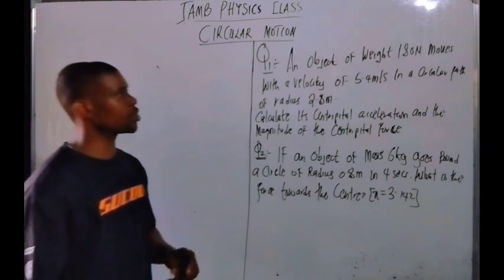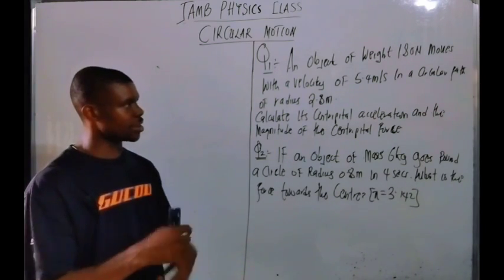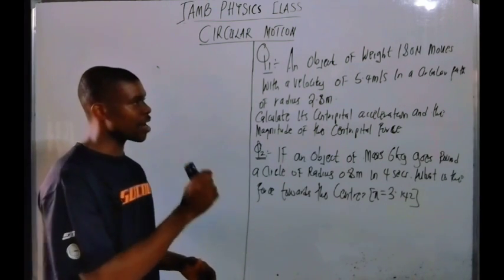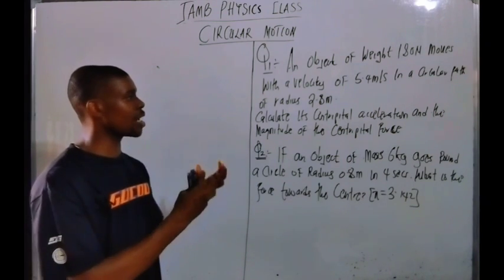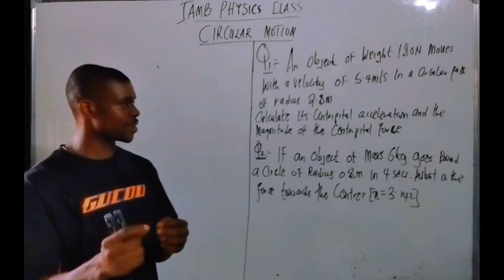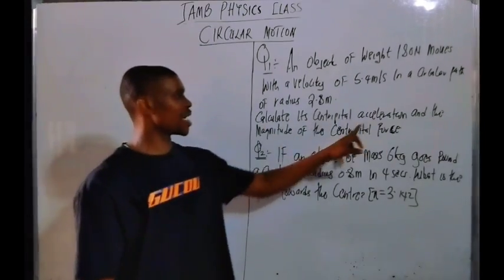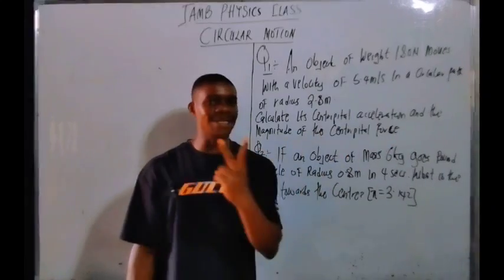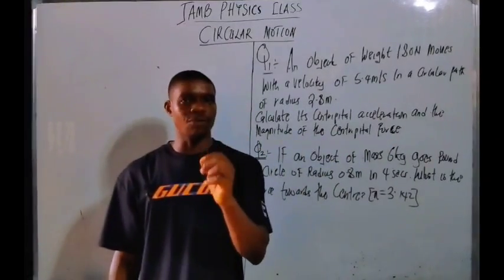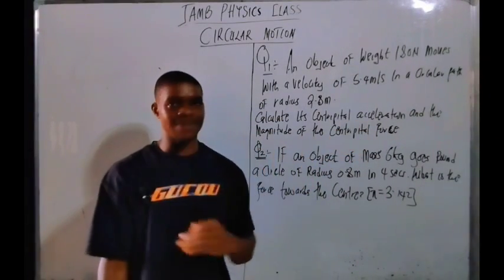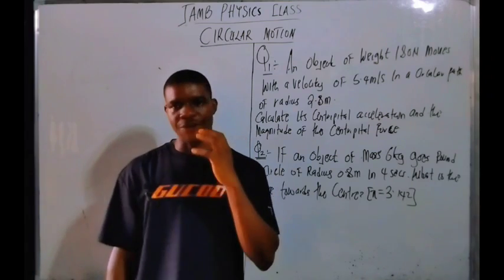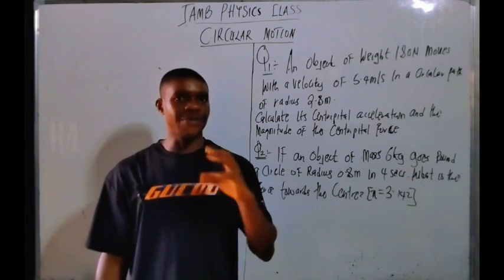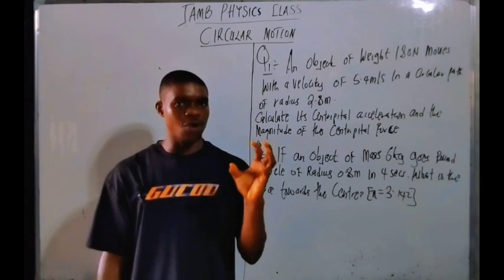An object of weight 180 Newton moves with a velocity of 4.5 meter per second in a circular path of radius 2.8 meter. Calculate its centripetal acceleration and the magnitude of the centripetal force. So they are asking us to calculate the magnitude of the centripetal force and the centripetal acceleration. Now, if you are solving a problem in physics or chemistry, the first thing you want to do is to write out all your parameters.